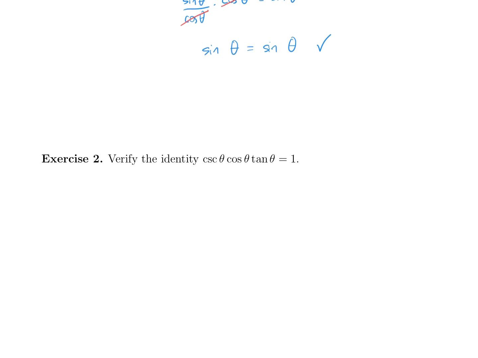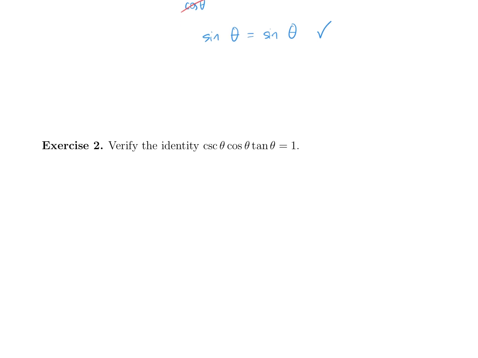So we're going to simplify the left side by rewriting terms in terms of sine and cosine. Cosecant can be written as 1 over sine, by definition. Cosine, you just leave that alone. Tangent can be written as sine theta over cosine theta by definition. And we want to see if that is actually going to equal 1.